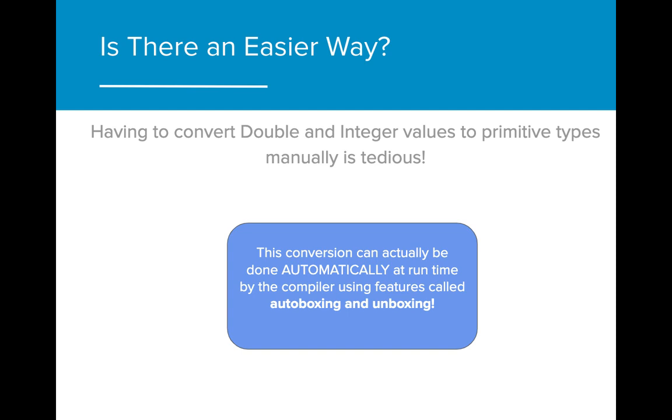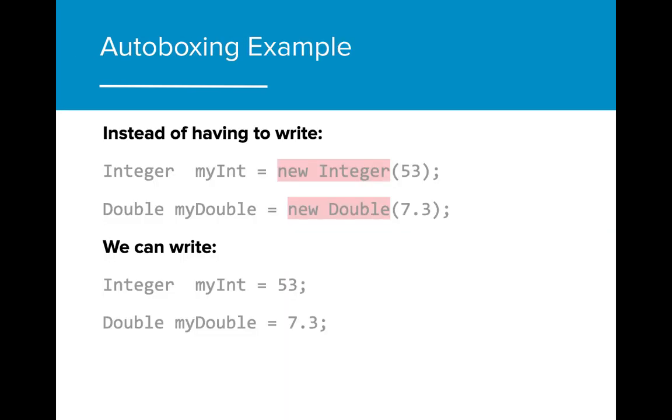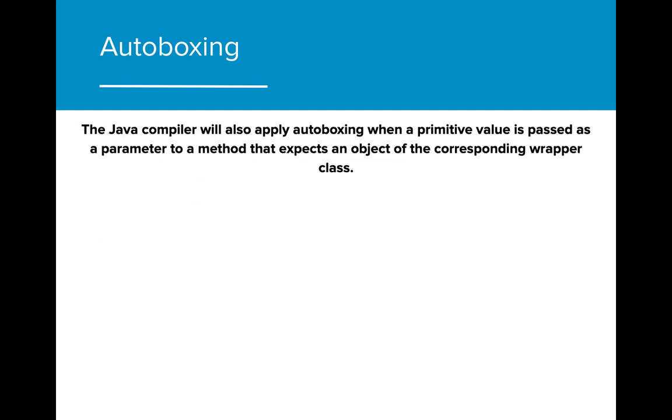This automatic conversion process is called autoboxing and unboxing. Autoboxing includes converting a primitive int to an Integer object and a primitive double to a Double object. Autoboxing is done automatically by the Java compiler. Instead of having to write the full constructor, Java will convert the primitive value to the wrapper class if the data type declared at the beginning of the variable corresponds to the correct wrapper class. The Java compiler will also apply autoboxing when a primitive value is passed as a parameter to a method that expects an object of the corresponding wrapper class.